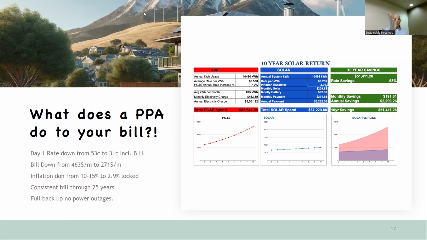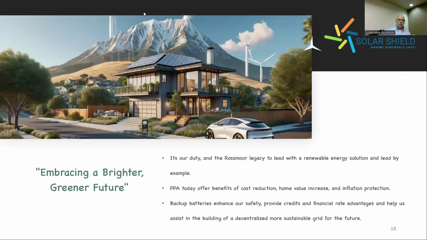So here's what he changed from 53 to 31, including the battery, 463 to 271, from 10 to 15% to 2.9, a consistent bill through the next 25 years. He knows exactly how much he's going to pay today, 5 years from now, 10 years from now, 15 years from now, to the cent. He knows how much it's going to be. And he has full backup to guarantee him no outages. That's it, more or less. So basically, embracing a brighter, greener future.